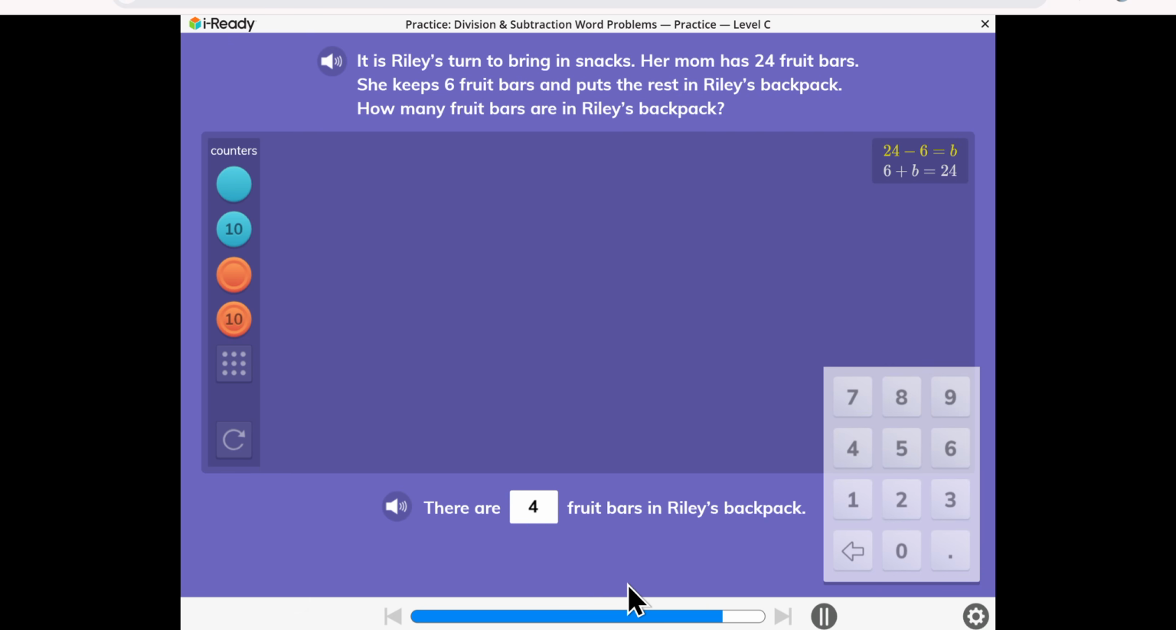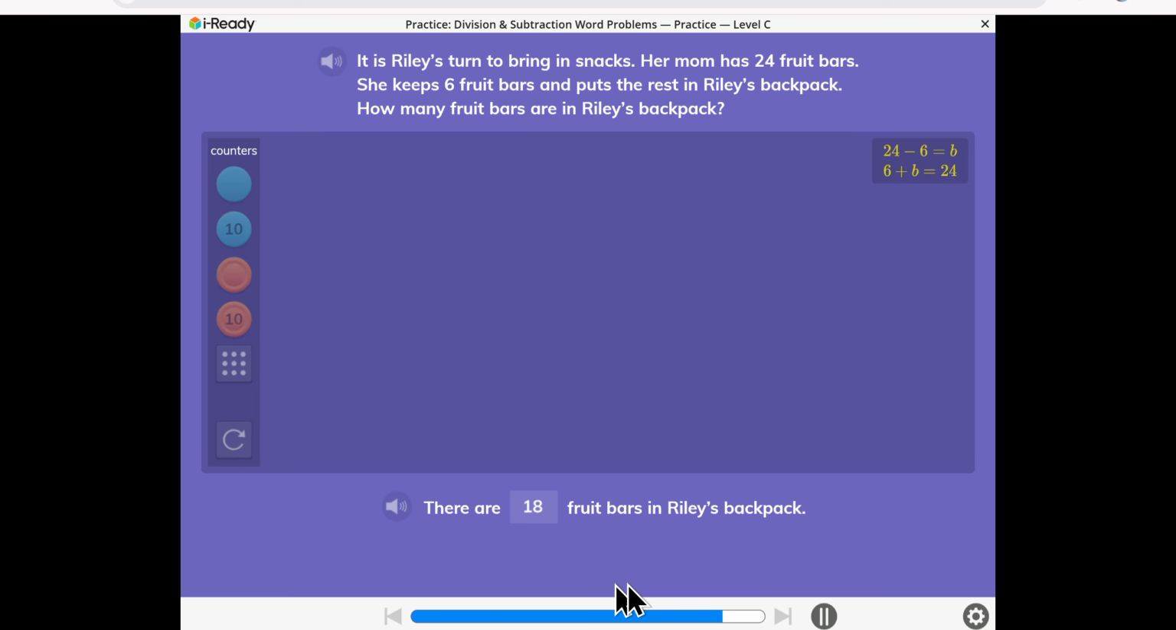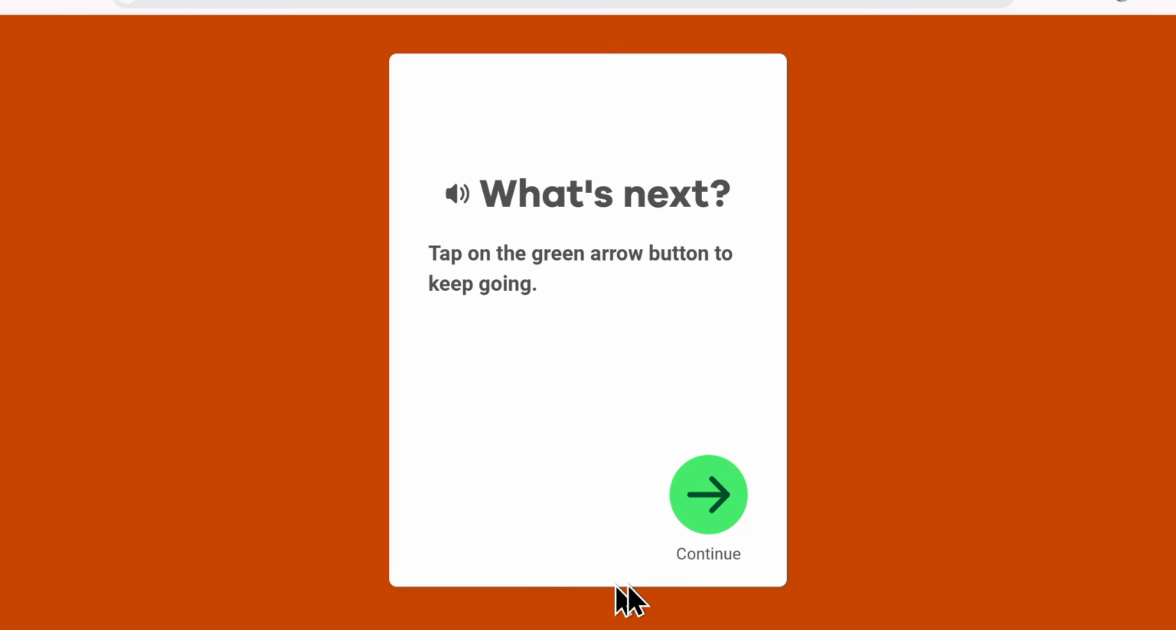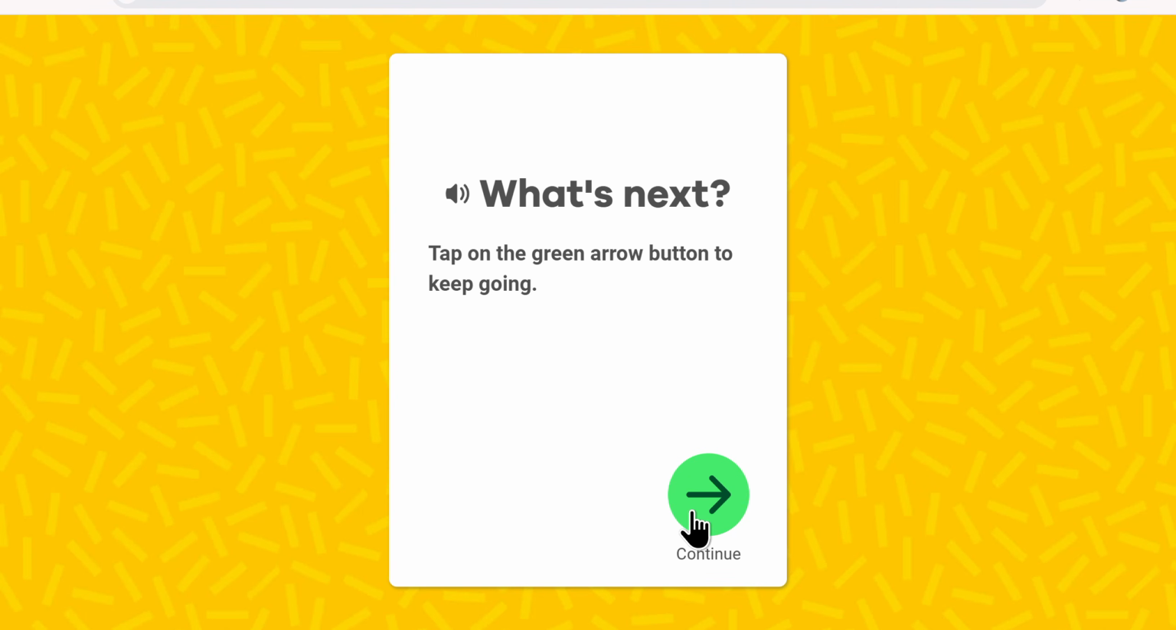What is 24 minus 6? Nice. B equals 18. There are 18 fruit bars in Riley's backpack. What's next? Tap on the green arrow button to keep going.